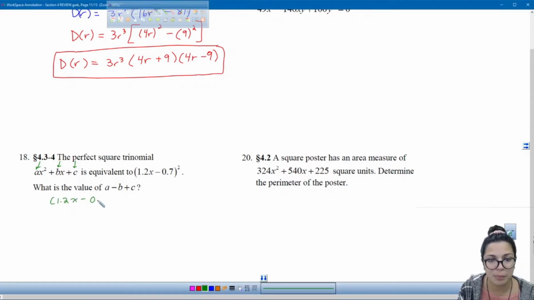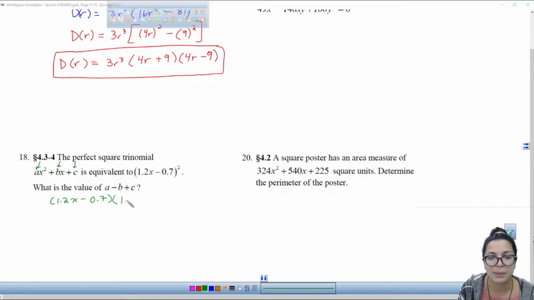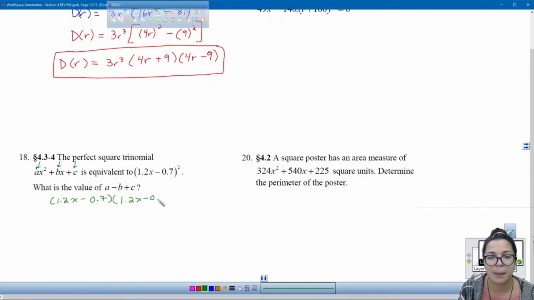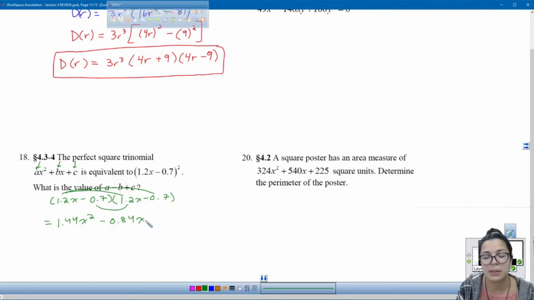1.2x minus 0.7 times 1.2x minus 0.7. 2 copies of that, multiply together. 1.2x times 1.2x is 1.44x squared. 1.2x times negative 0.7 is negative 0.84x. Negative 0.7 times negative 1.2x is negative 0.84x again. And then negative 0.7 times negative 0.7 is positive 0.49.